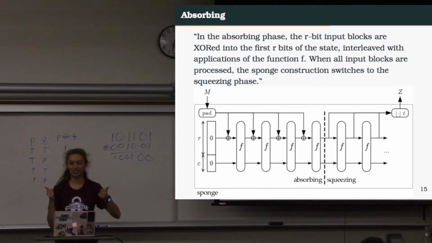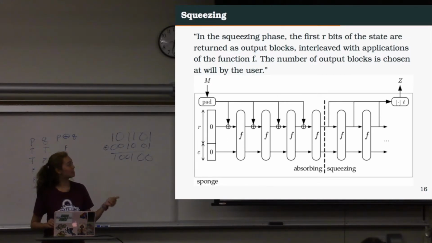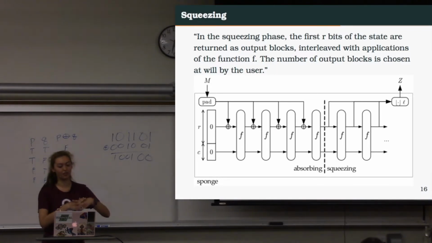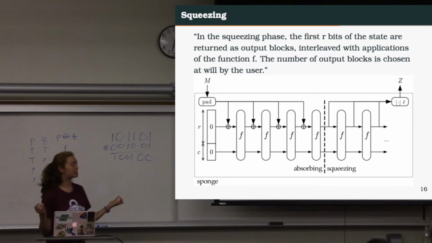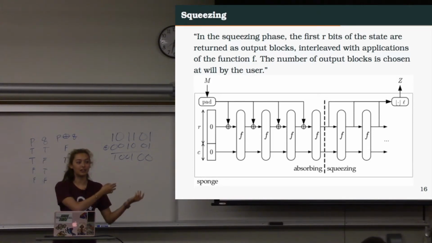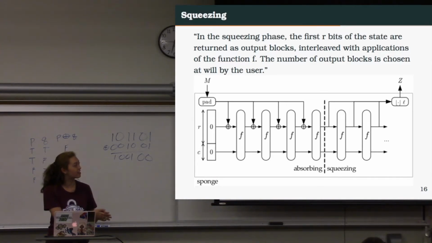Cool? OK, so in the squeezing phase, the first R bits of the state are returned as output blocks, and then they're interleaved with the applications of the function F. The number of output blocks is chosen by the user, which is cool because it means they're arbitrary. So now we have this cool function with an arbitrary input length and output length. You take some out, you do F again, you take some out, and you keep going until you're happy with the output block length.